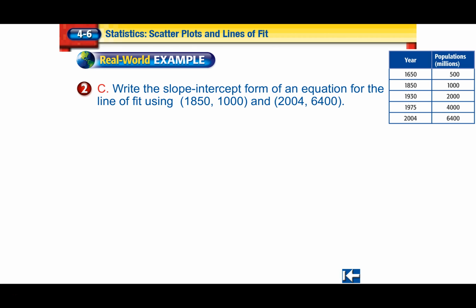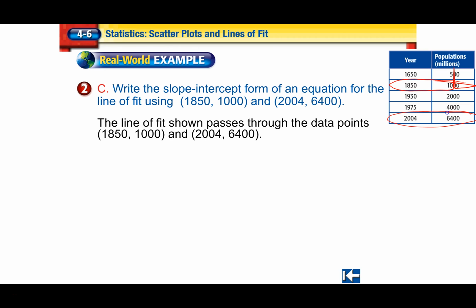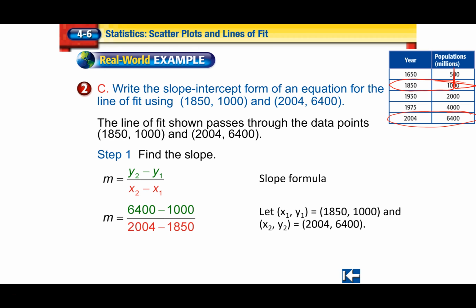So using slope-intercept form, write an equation for the line of fit using the 2 points that they picked, which would be these 2 points. So first we need to find the slope. So we'll punch that into our slope formula.